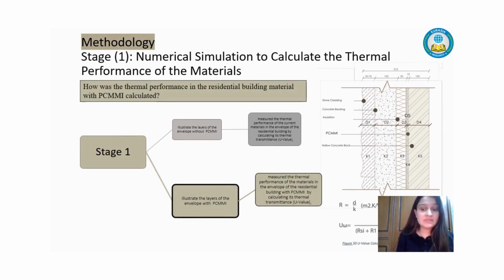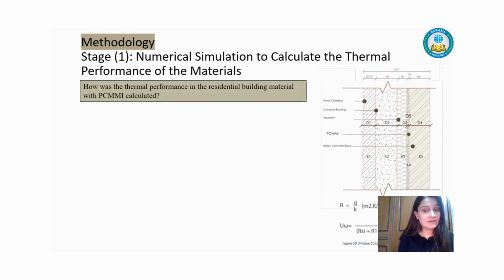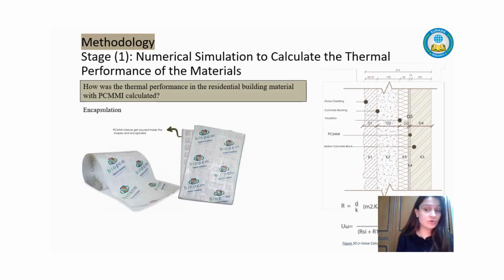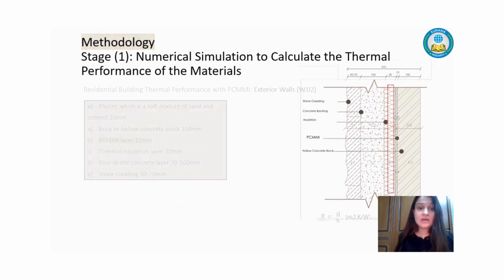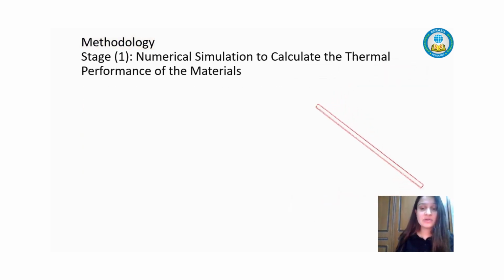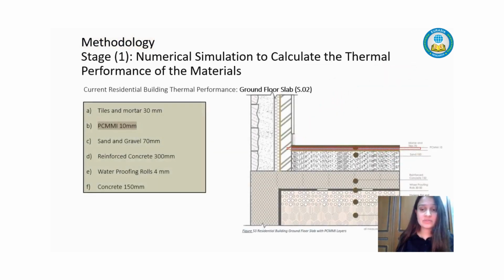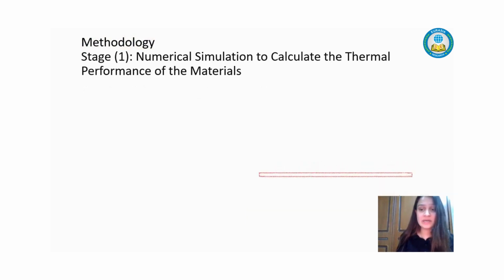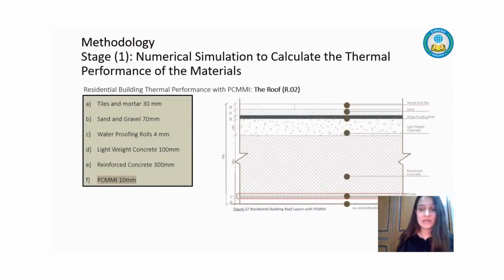I situated the PCWMI as the references told me how to, which is the literature that I read, knowing that the thickness of the rolls wouldn't be more than 10 millimeters or 1 centimeter. Here is an illustration of the wall with PCWMI, the ground floor slab with PCWMI, and the roof with PCWMI.